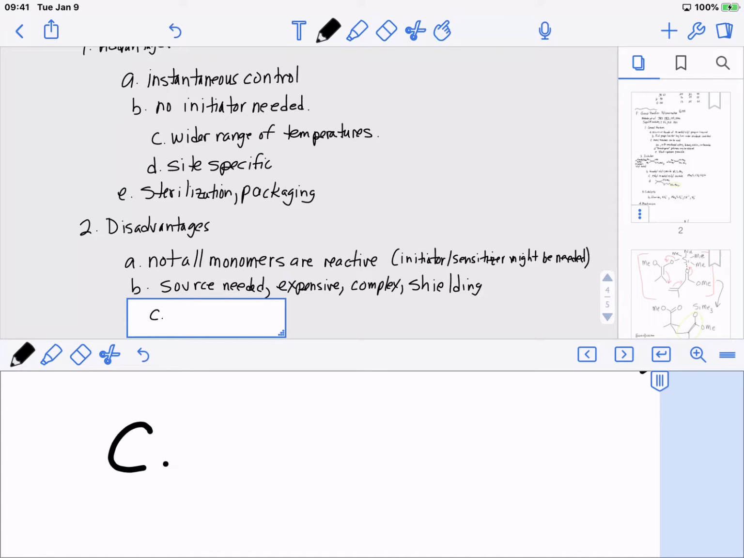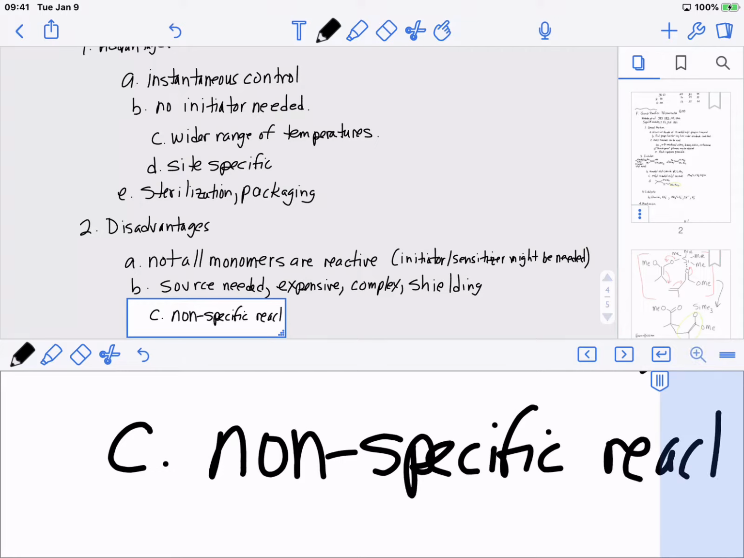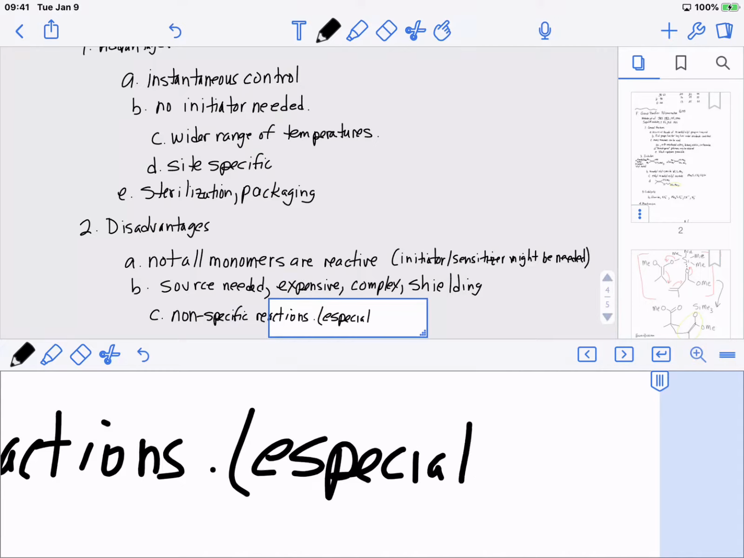And often you get nonspecific reactions. The higher the energy of the radiation, the more random the reactions are.